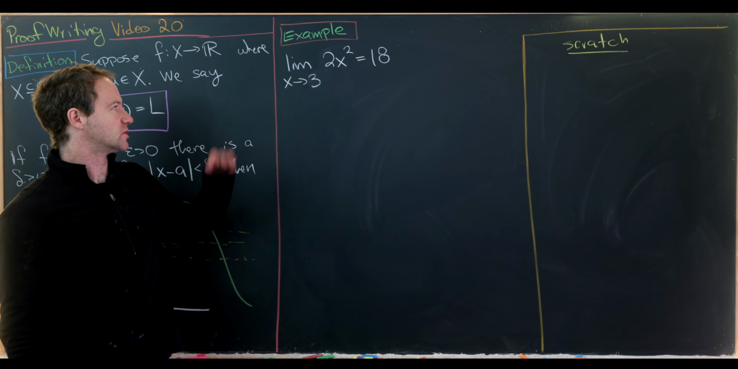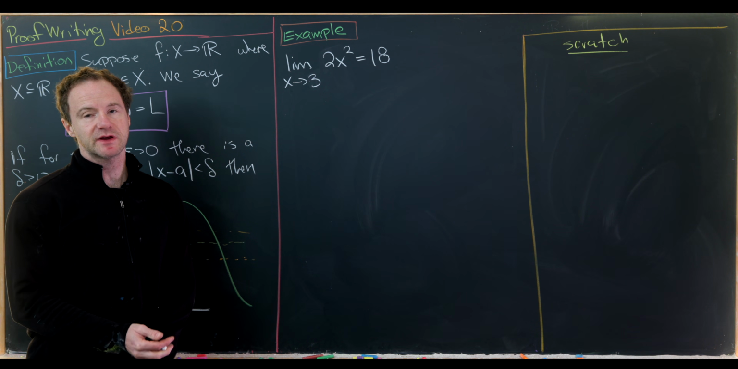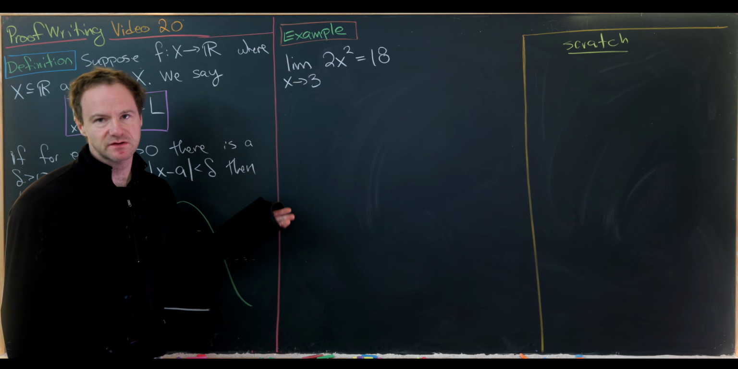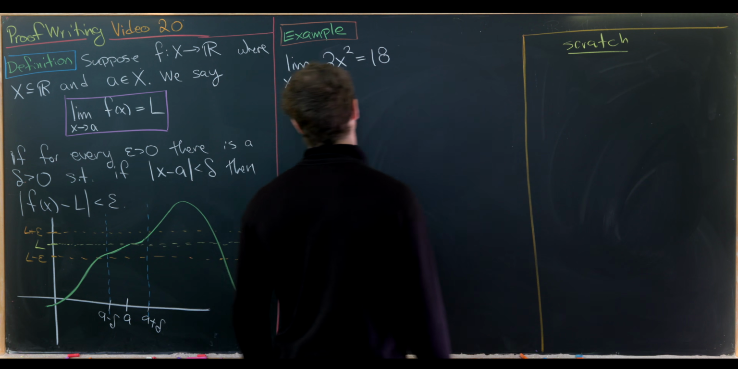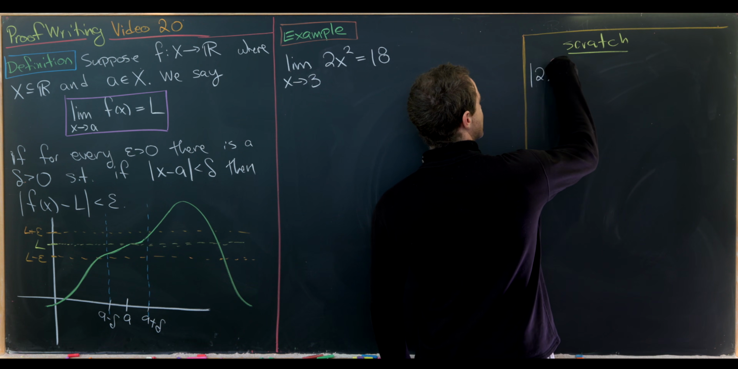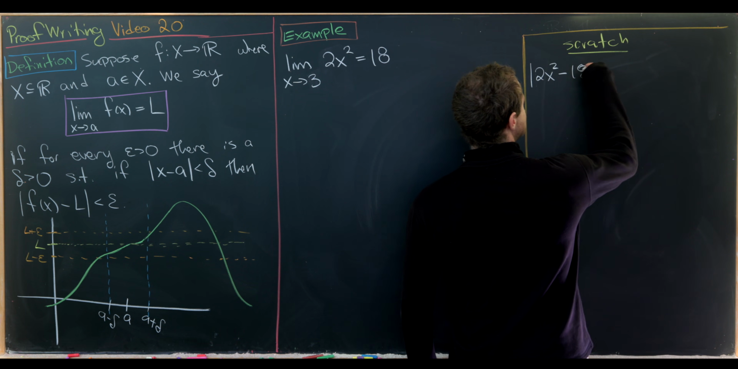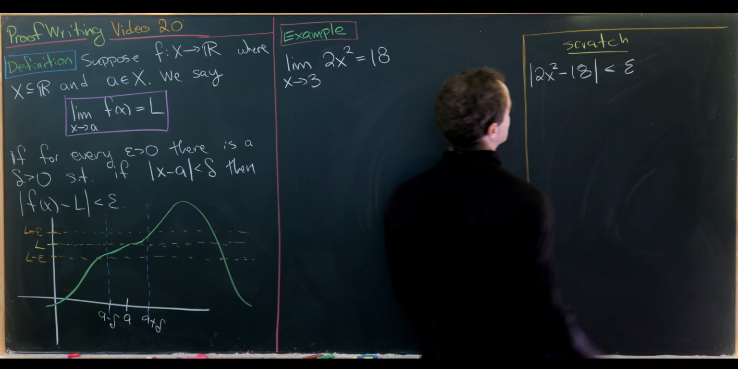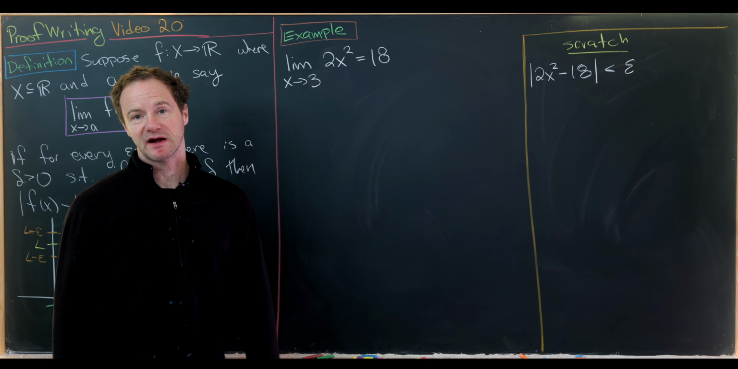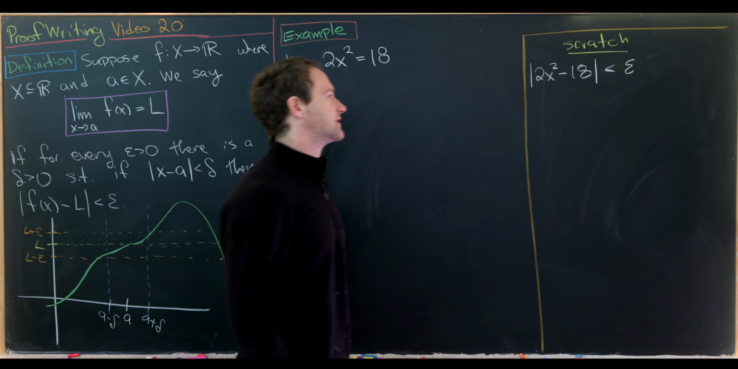For our next example, we'll show that the limit as x goes to 3 of 2x squared equals 18. So let's take our approach that we did before, starting with our scratch work. We would like the absolute value of 2x squared minus 18 to be less than epsilon. And recall, we want to root this out until we have an x minus 3 term. So let's try to get there.